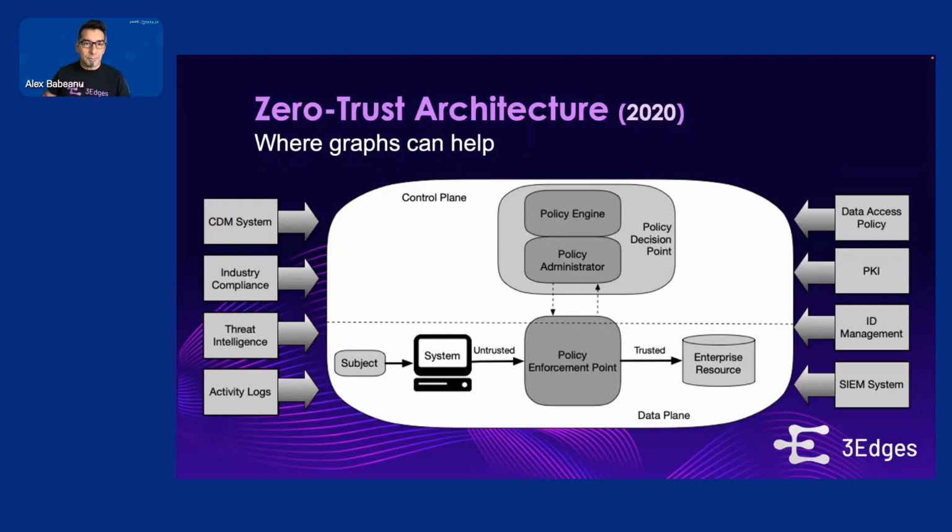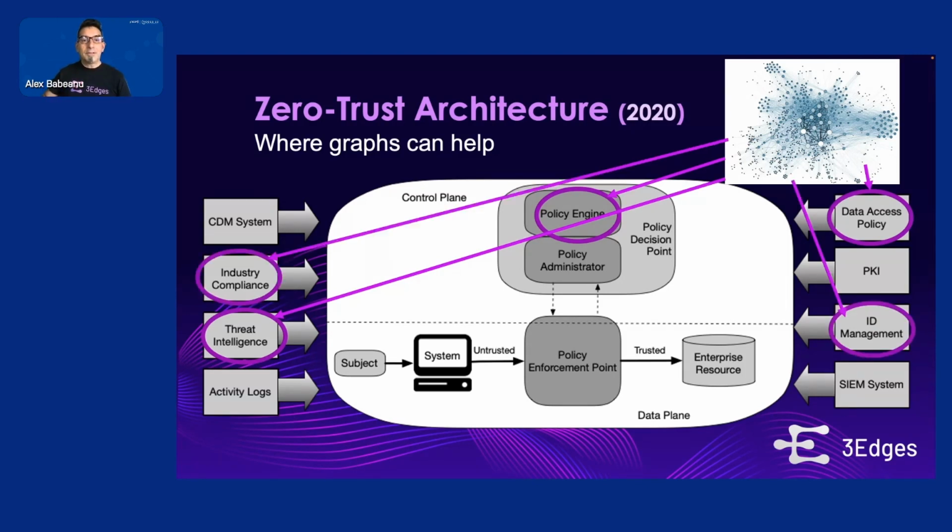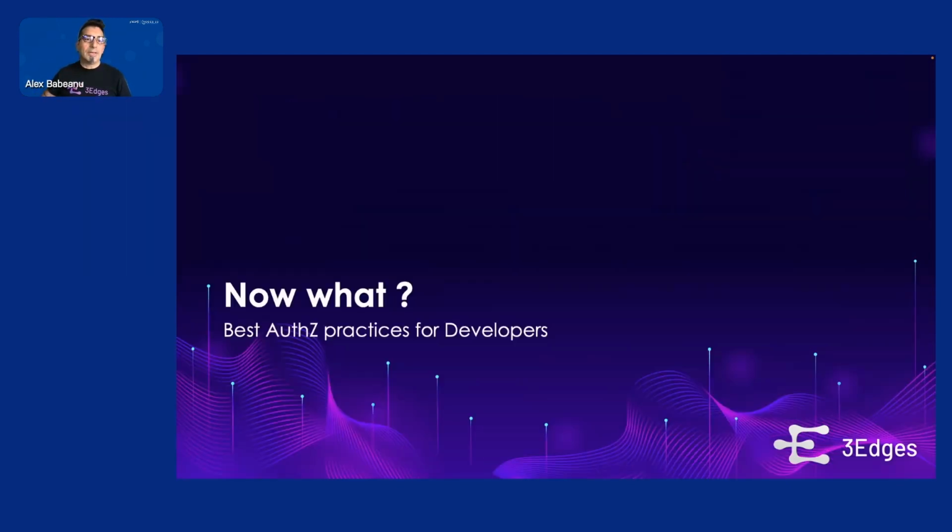So back to our zero trust architecture. To summarize, if you have your graph where you have your policies and your identities, then of course you can use it for your policy engine, but you can also use it for threat intelligence, right? You can use it for data access policies. You can use it for identity management. And you can also use it for your compliance, because compliance requires you to make sure that you can prove that accesses of the people. It's much easier to do in a graph than to do any other way, really. And you probably know that. Okay, great. So now what?